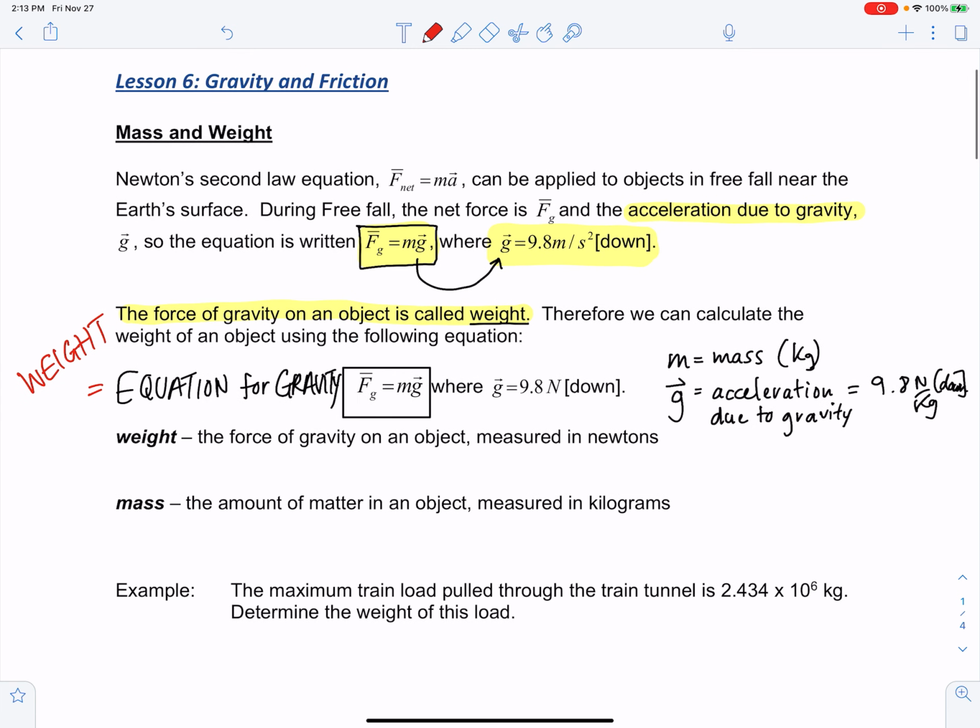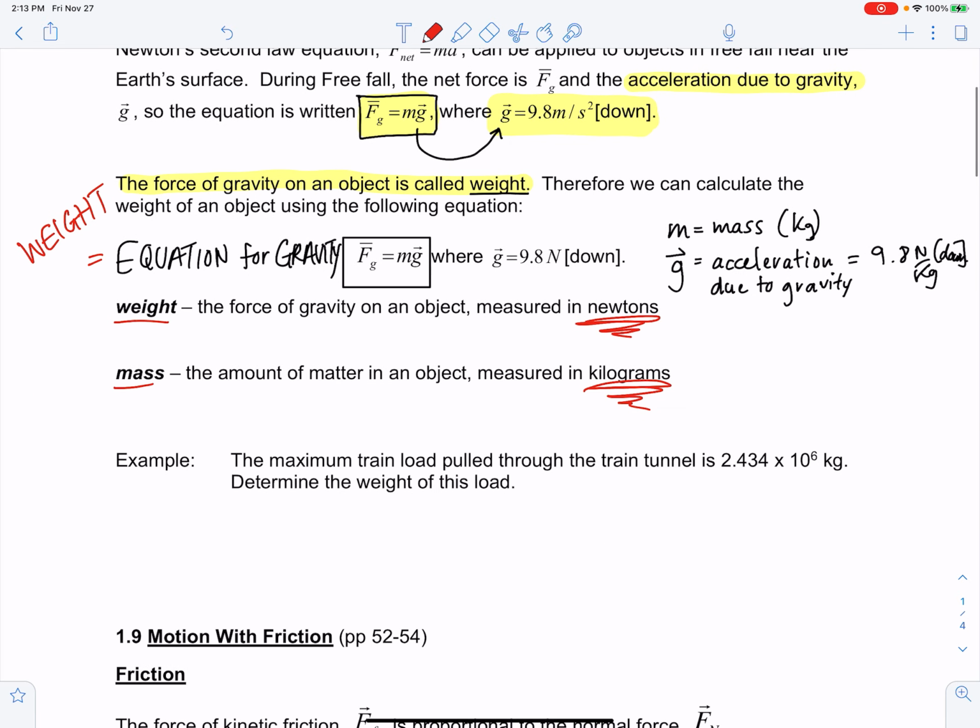Let's look at these two definitions. Weight, the force of gravity on an object, measured in newtons. Whereas mass is the amount of matter in an object measured in kilograms. Let's try an example. The maximum train load pulled through the train tunnel is 2.434 times 10 to the power of 6 kilograms. Determine the weight of this load.